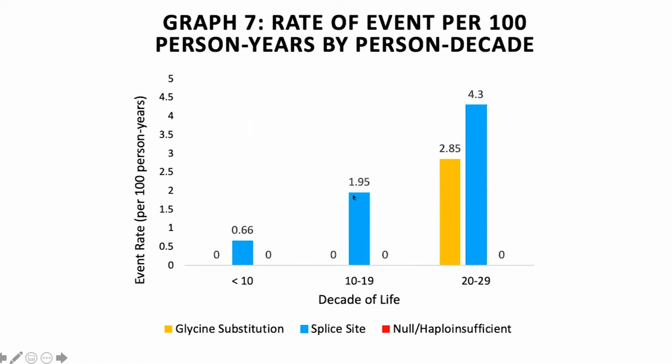And here, we see the rate ratio of cardiovascular events for subjects with a glycine substitution in yellow, splice site in blue, and then null in red. Notice we don't have any red here, as again, the only events that happened were later on after this, actually at age 38 and 39, hence why they're not included here. And then we see that events really start occurring for the glycine group starting in the 3rd decade. This figure visually demonstrates essentially that events increase with age by genotype.